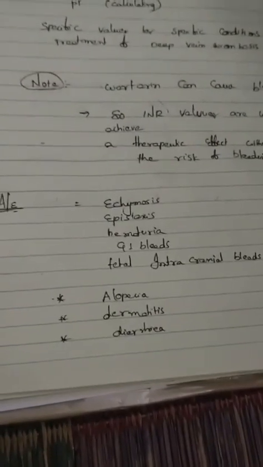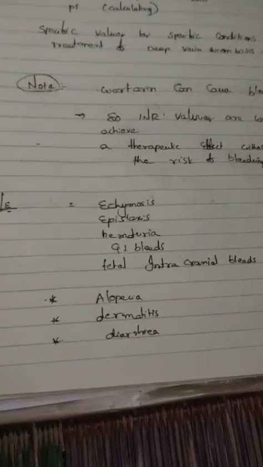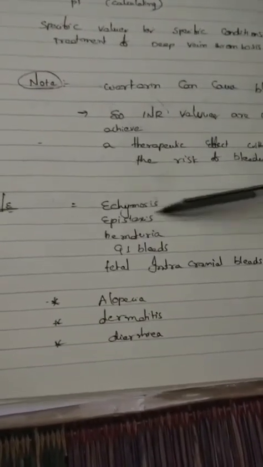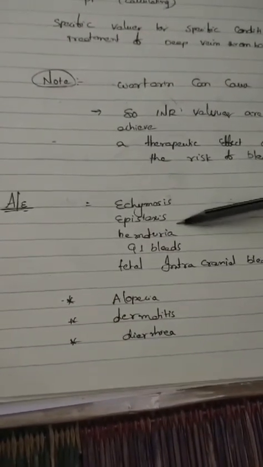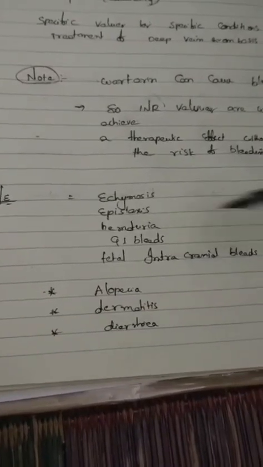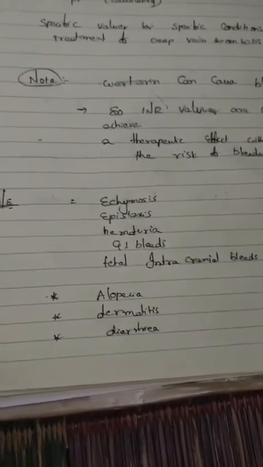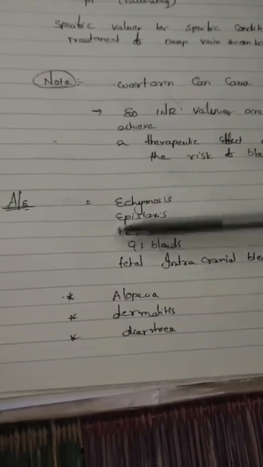Next comes the adverse effects. If we don't follow all those things, it leads to adverse effects such as ecchymosis, epistaxis, hematuria, GI bleeding, and fetal intracranial bleeds, and other adverse effects which include alopecia, dermatitis, and diarrhea.